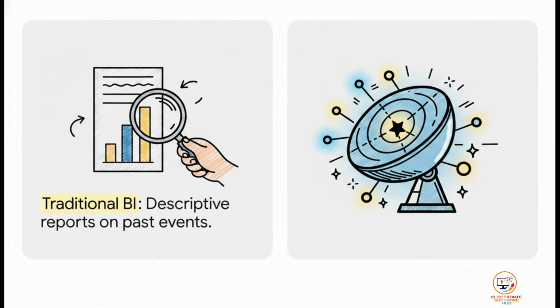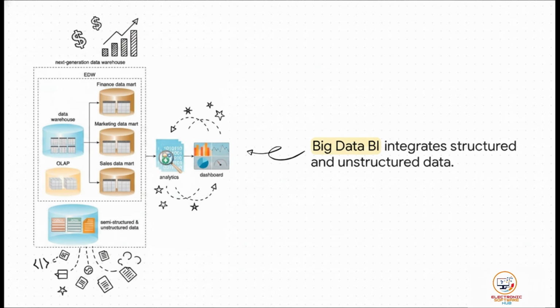It focuses on predictive and prescriptive analytics across multiple business processes simultaneously. It doesn't just answer the questions you ask, it actively reveals hidden patterns and anomalies that nobody even knew existed. And this brilliantly illustrates exactly how big data BI pulls that off. Look closely at this next-generation architecture.